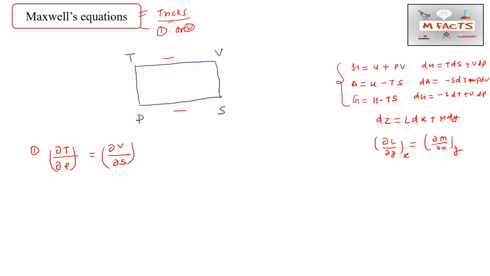Okay, and here this is p, and here this is s, so we will take s here constant and here p constant. Okay, so we can do reverse. What we are doing, we are taking reverse values like that. Here this is p, so we are taking p as a constant here, and here this is s, so we are taking s as a constant here. Okay, so this is the first equation.